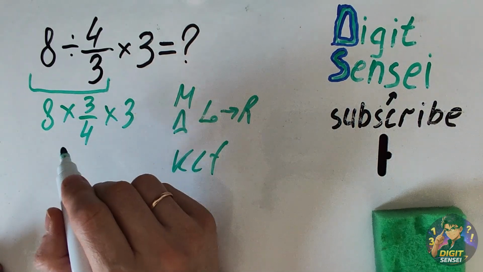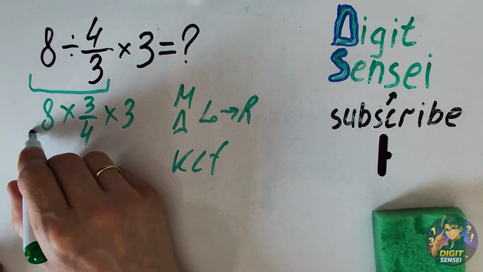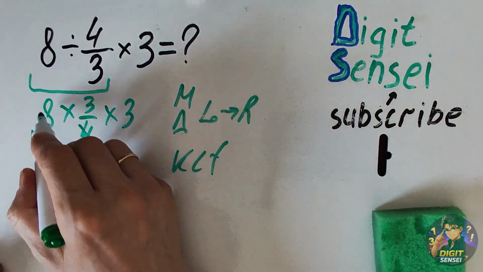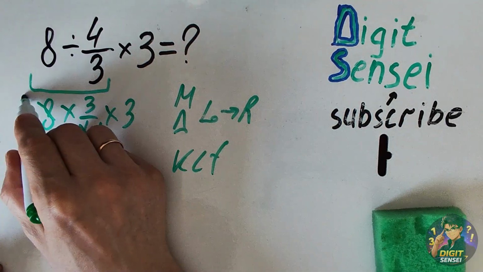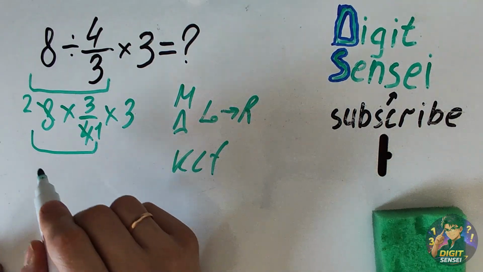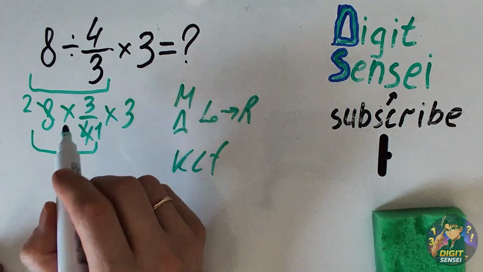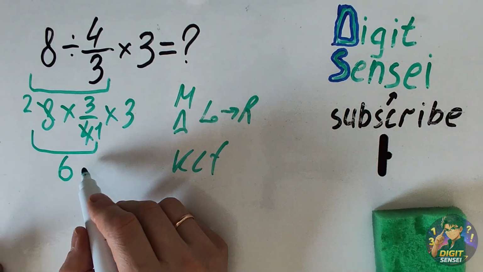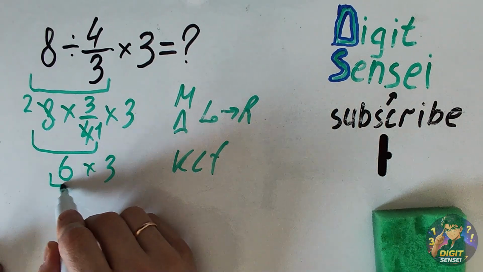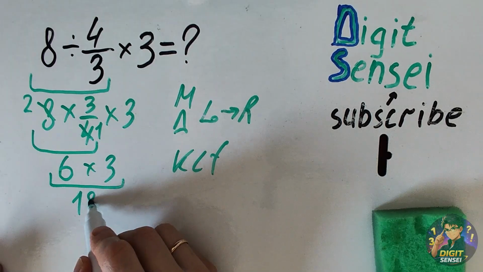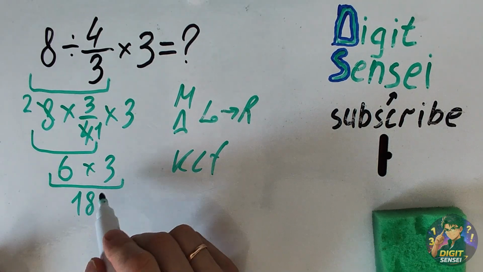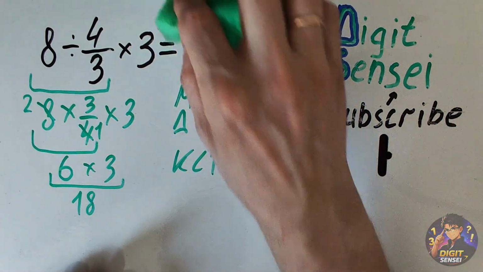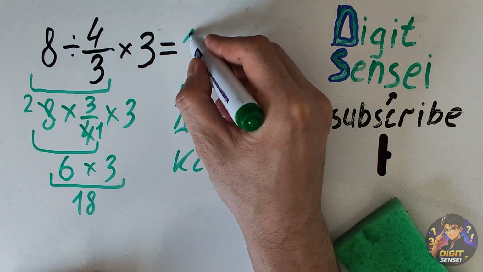First we do this multiplication. 4 divided by 4 gives us 1, and 8 divided by 4 equals 2. So here we have 2 times 3, which equals 6. So 6 times 3 is just 18. And this is our final answer to this problem. The correct answer is 18.